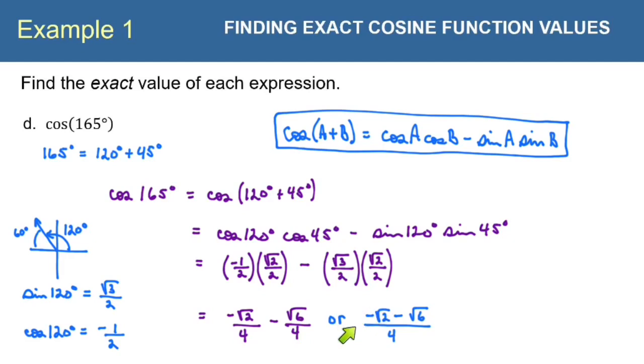It should not be in front of the whole fraction, because if you put it there, you would be affecting all the signs in the top, and that would also change this sign. But it needs to be negative square root of 2 minus square root of 6.